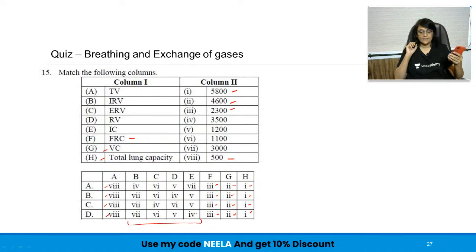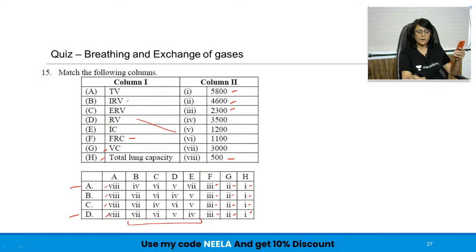Yes, it is slightly tricky. Residual volume is 1200, D is 1200. Okay, so that can help. If you think residual volume is 1200, then where do you find this? Two options, A and D. So we have shortlisted. Okay, let us come to one more which can help us reach the conclusion.